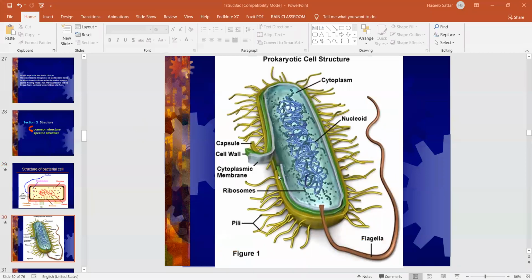So we have a cell wall, we have a cell membrane, and the cell membrane is also known as plasma membrane or cytoplasmic membrane. Then inside we have cell organelles. We also have flagella. One by one we will discuss these structures.